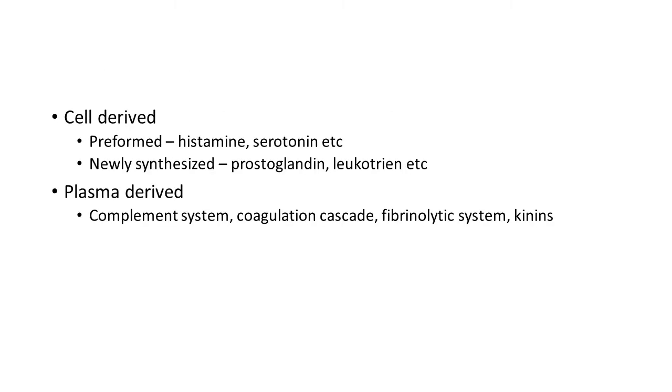They are usually grouped into two types: cell derived and plasma protein derived. Cell derived mediators can be preformed and stored, like histamine, which is stored in granules of mast cells, the main action of which is vasodilation and increased vascular permeability. It is also one of the main culprits causing itching and pain in inflammatory conditions. Or these chemical mediators can be newly synthesized on demand, like prostaglandins, which are arachidonic acid derivatives.